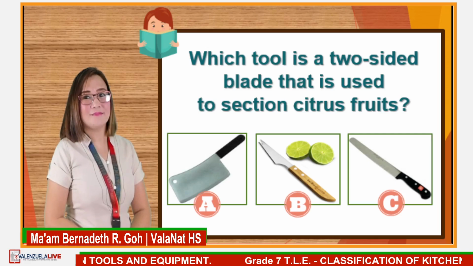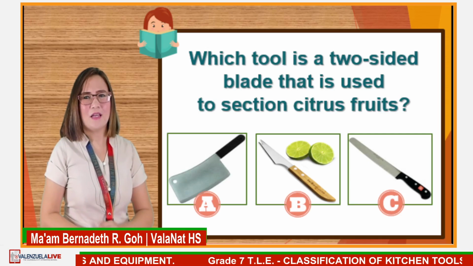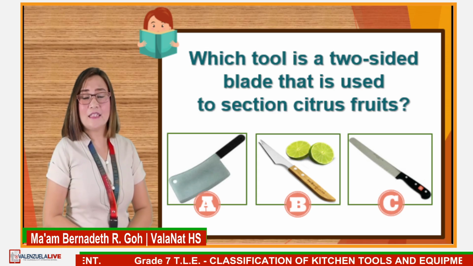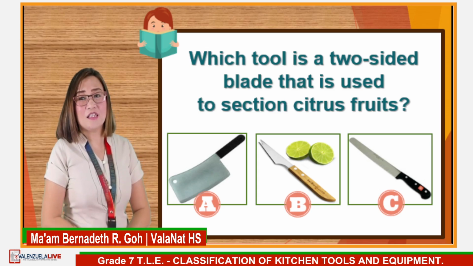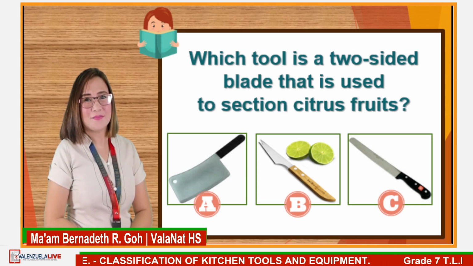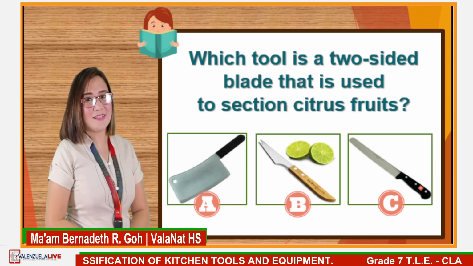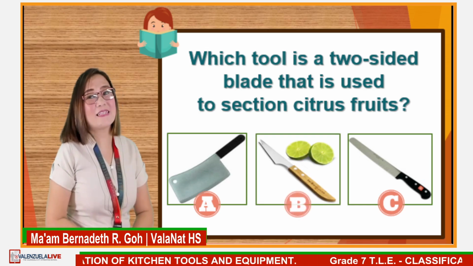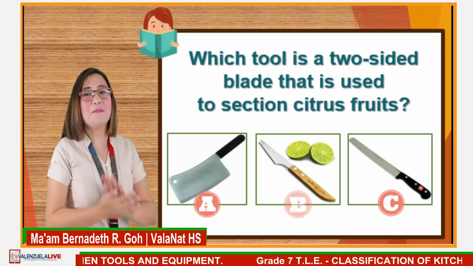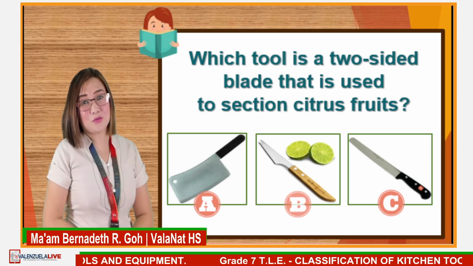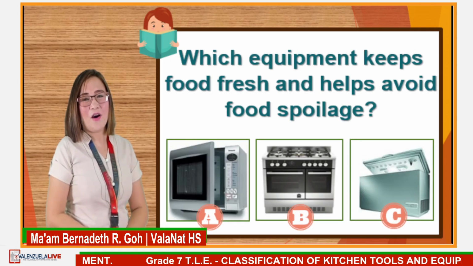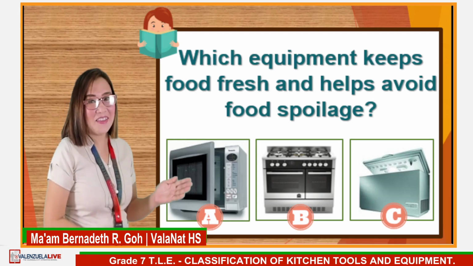What tool is that with a two-sided blade that is used to section citrus fruits? What is your answer? It's B, citrus knife. I am happy that you still remember the uses of those tools. You are all doing great. Oh, we still have another question here.